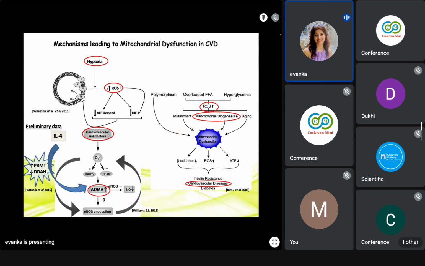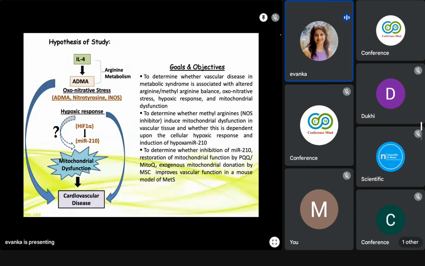In one of the preliminary data of our lab, what we found was IL-4, an inflammatory cytokine, led to an increase in ADMA levels, which is one of the major factors leading to CVD. So the hypothesis of our study was that IL-4 along with ADMA, which are involved in arginine metabolism, takes into account the role of the hypoxic response, the major factor being HIF1 alpha.